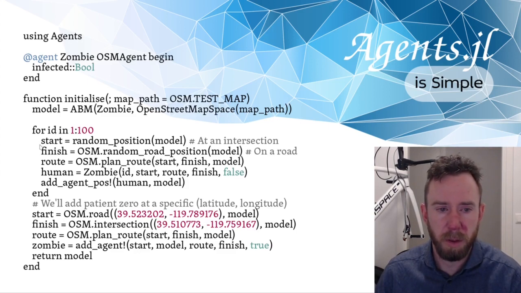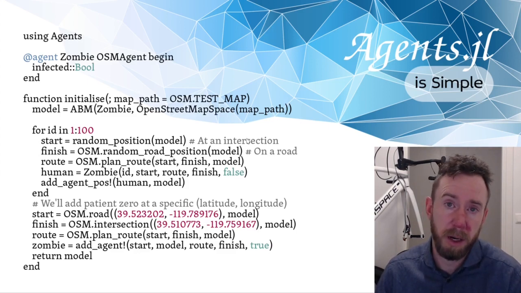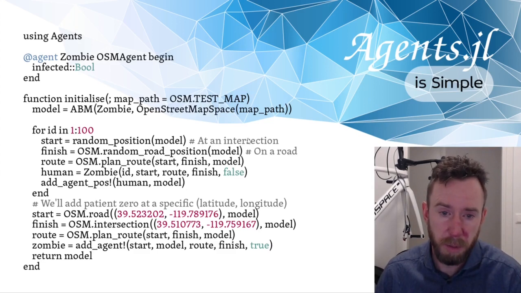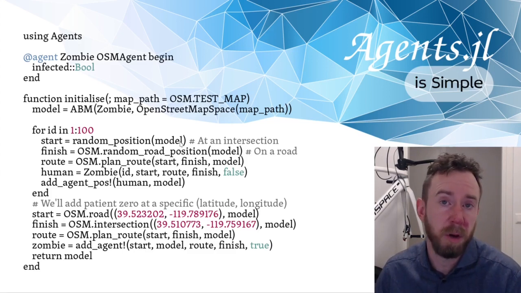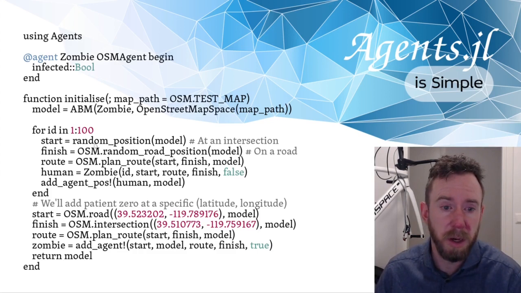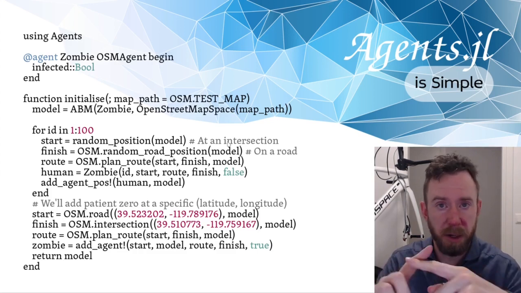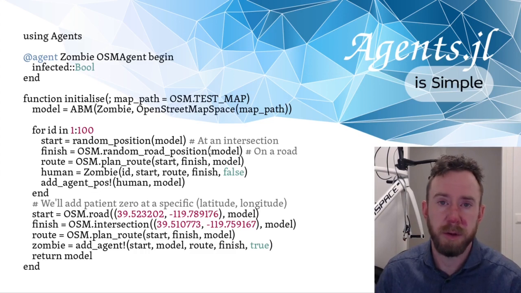And then this loop here will generate exactly 100 people. So we identify a person with this false flag, they're not infected. And here are a couple of different examples of how you can actually initialize a person's position on this particular space. A random position will give you something at an intersection, or a random road position will of course give you something directly on a road. And then in this space we can plan a route. So from this start and finish position, we create a route for this particular individual, and then we add this agent directly to the model.